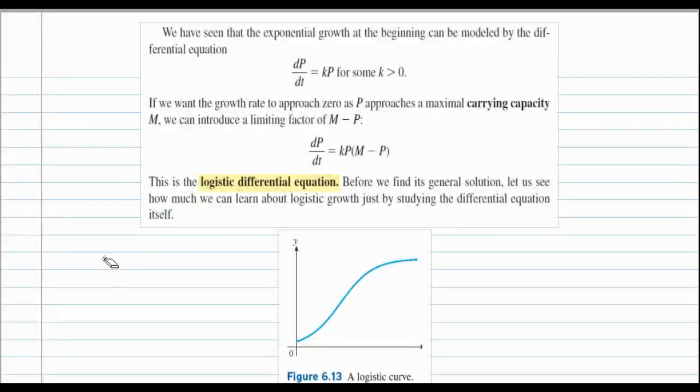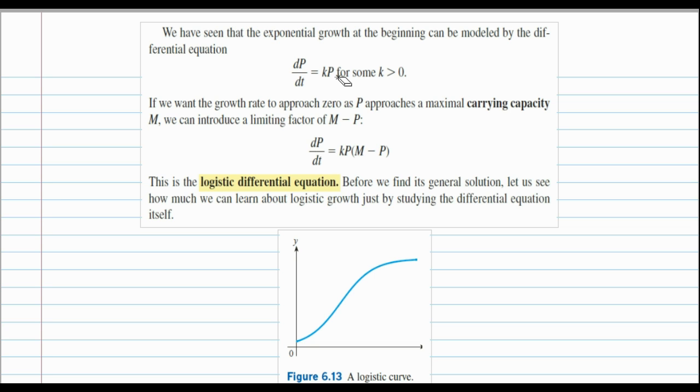This is the screencast for section 6.5, example 4. So I'm going to read to you a little bit. We have seen the exponential growth at the beginning can be modeled by the differential equation dP/dt equals k times P. So in other words, the derivative equals a constant times the output. For some k greater than 0, we have to find that constant.